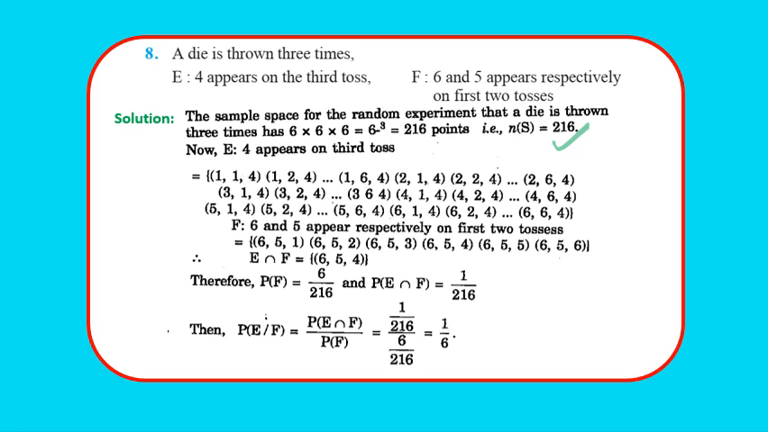Now E: 4 appears on the third toss. So the sample space for the event E is this one. You can see this is the sample space for the event E, and F equals 6 and 5 appear respectively on the first 2 tosses. So this is the sample space for F. So P(F) equals 6 upon 216, and P(E intersection F) equals 1 upon 216. So P(E|F) equals P(E intersection F) upon P(F), that is 1 upon 216 upon 6 upon 216, that is 1 upon 6. Clear? So pause and note down the solution.